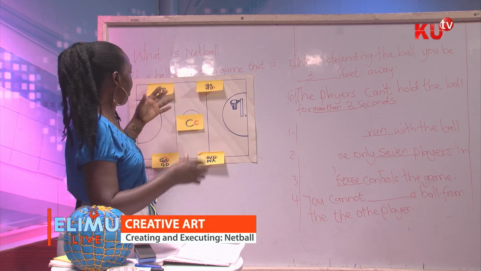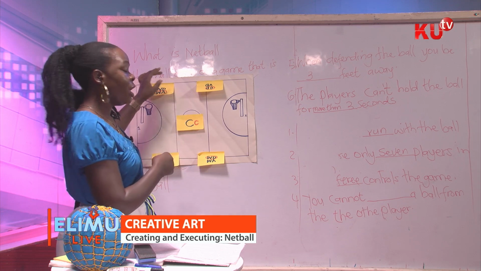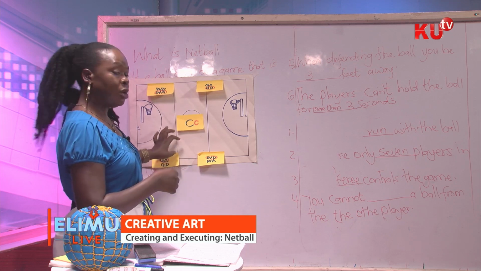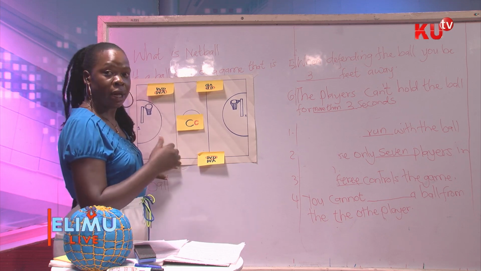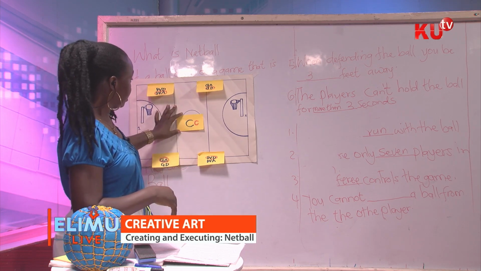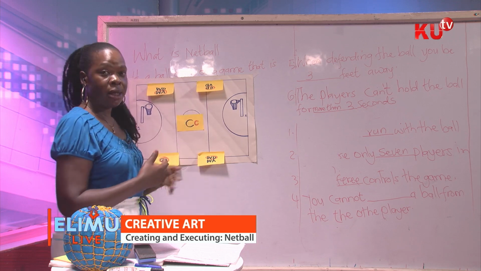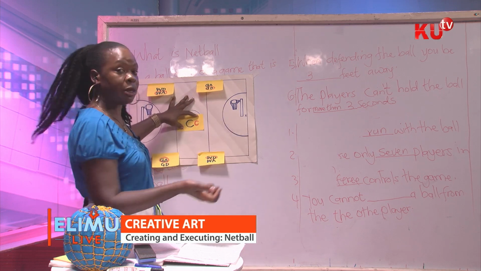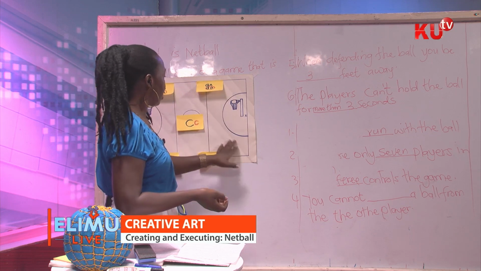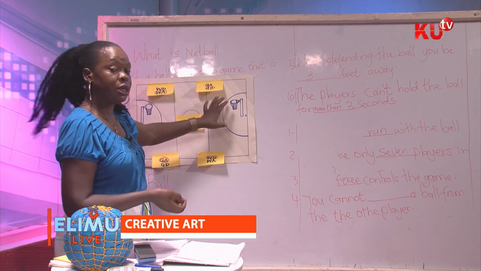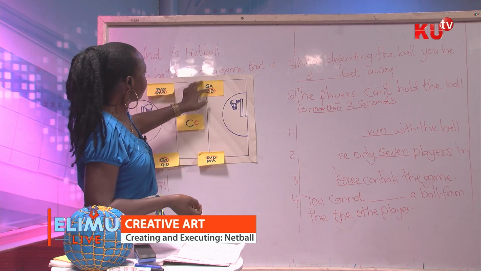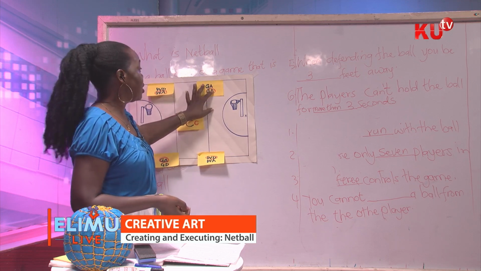Number 2, we had the wing defender and the wing attacker. I said the wing attacker will make sure that the goal shooter gets the ball. The wing defender will defend the wing attacker from passing the ball. The goal attacker will also make sure that the goal shooter gets the ball, and the goal defender will defend the goal attacker from receiving the balls. And then we had number 4, where there is the center, the player in the center. This player is supposed to move all over the netball court apart from the 2 semicircles, okay?